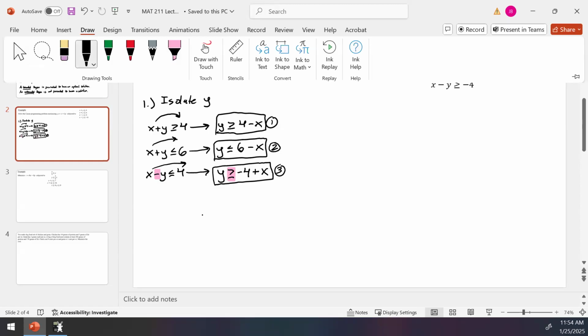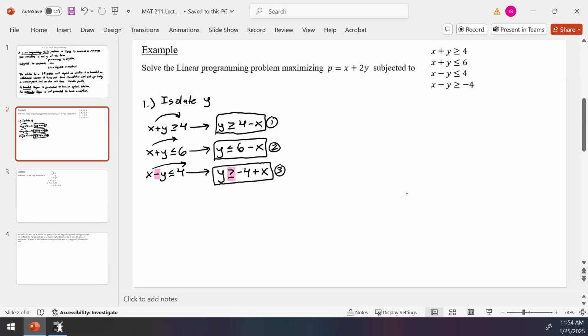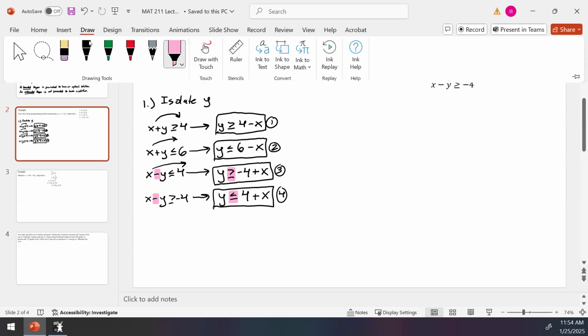And so we'll go to the next equation. x minus y, so same thing. We subtract over the x and then divide by negative 1. So y is less than or equal to, so it's flipping, and then it becomes a positive 4, and it becomes a positive x like that. And so we get our fourth equation, and now we have them all in terms of y equals. And just to emphasize, the minus sign in front of the y is the reason that this inequality had to flip.